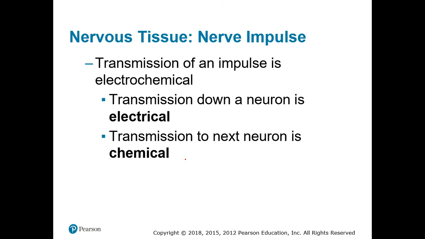So one thing about the nervous system is that the transmission of a nerve impulse is said to be electrochemical because there are electrical aspects and chemical aspects to sending an impulse. If we were going to transmit an impulse down a neuron, so that means when I say down a neuron, that's going to be along the axon, this is going to be electrical. If we're talking about transmission from one neuron to the next, this is going to be chemical. We're going to hit on the chemical aspect first because we hit on it a little bit in the muscle system, and then in the next lesson, we're going to hit on the electrical part.